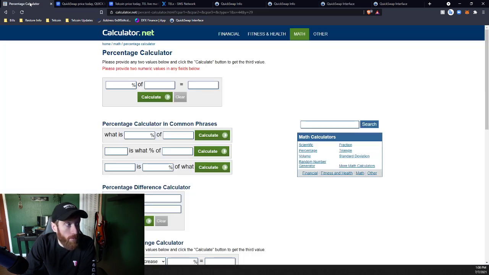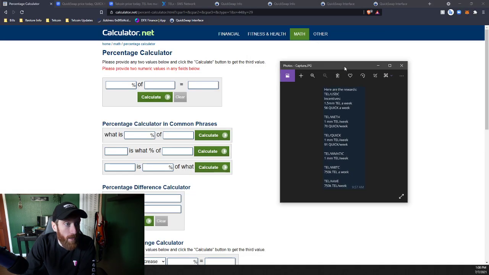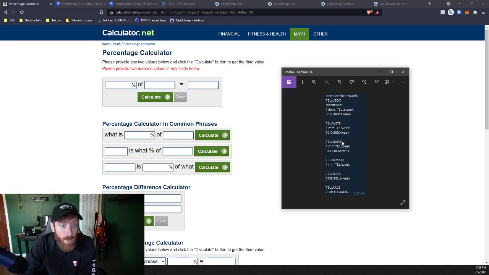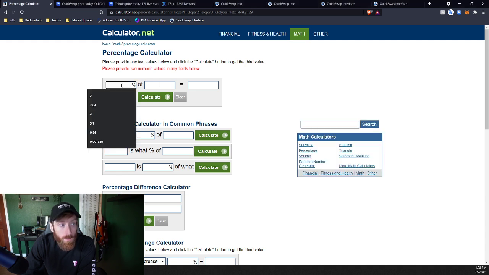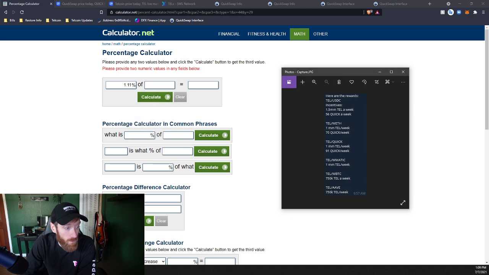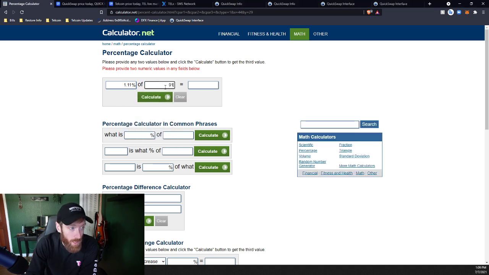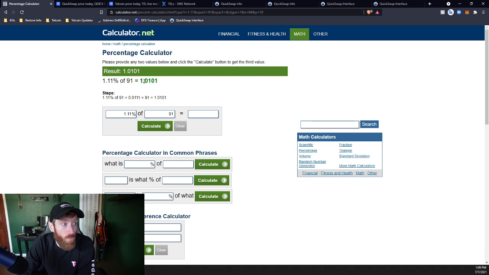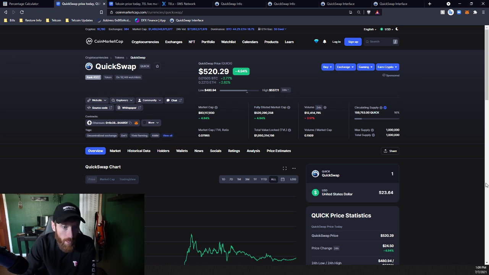But let's go here. I have a percentage calculator all pulled up for you guys, and we can see that for that pairing, the Tel Quick, every week we'd get paid out 1 million Tel and 91 Quick. So let's start here. You get that 1% of the pool, and you can see 91 Quick will be paid out, which will equal about 1 Quick, right? So we got the 1 Quick, and this is on a weekly basis, you would be getting $523 just for providing liquidity. This excludes the transactional fee, and also excludes the Telcoin rewards that you'll be getting as well.